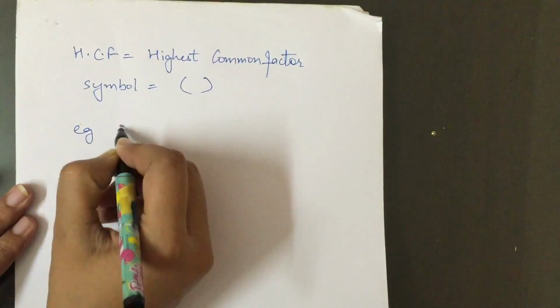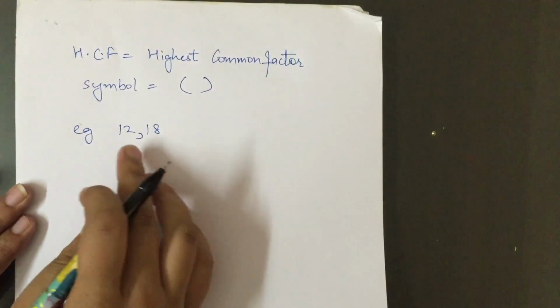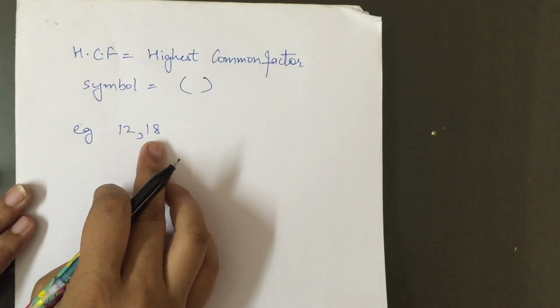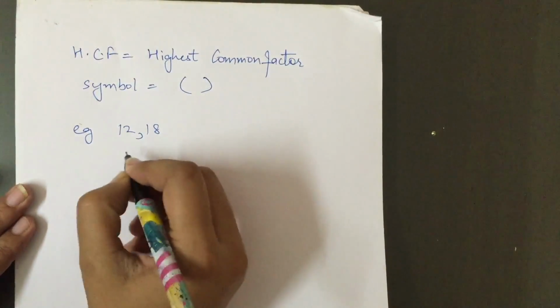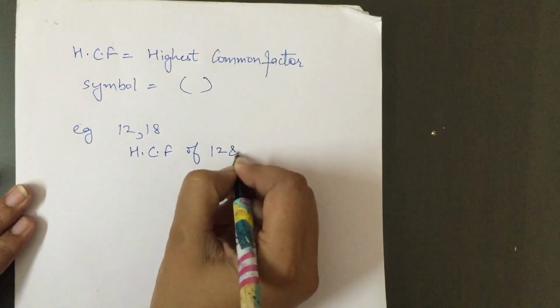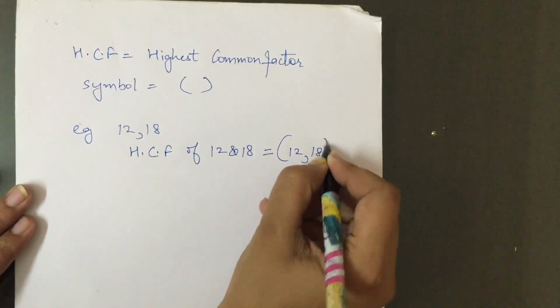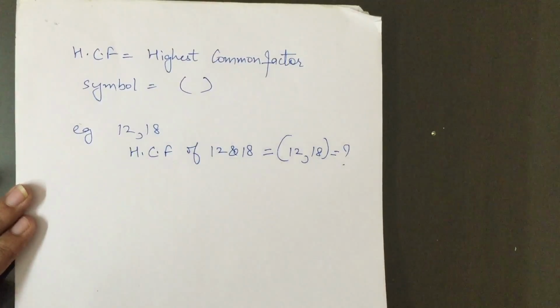Let's take an example, 12 and 18. First, how will we represent the HCF of 12 and 18? This is represented as HCF of 12 and 18 is equal to (12, 18) is equal to whatever the answer will come.